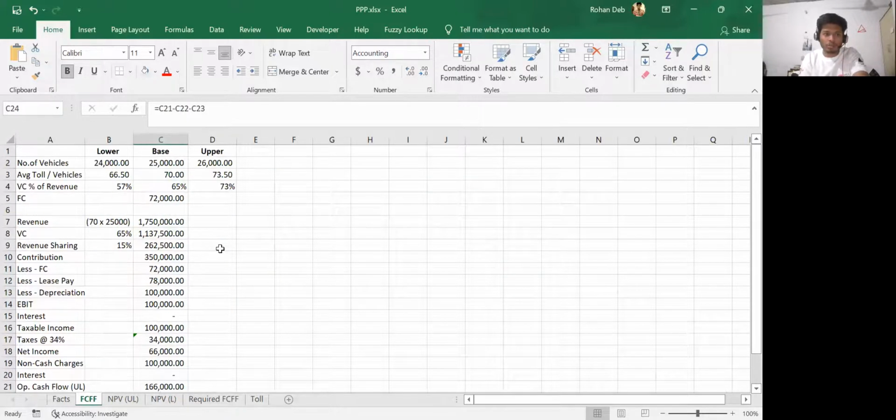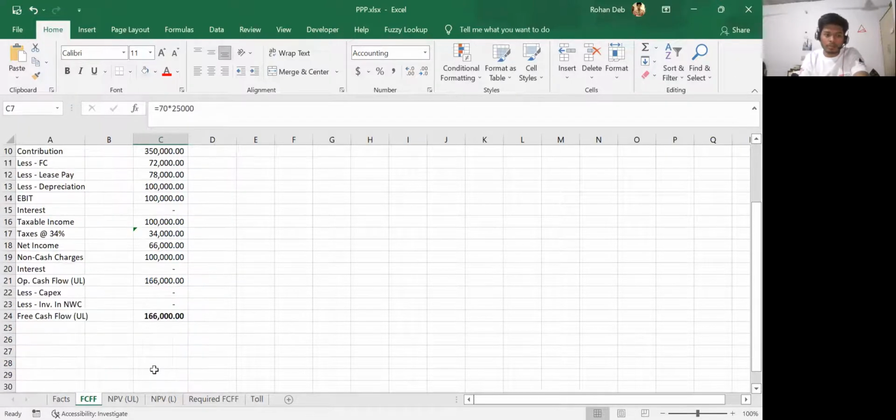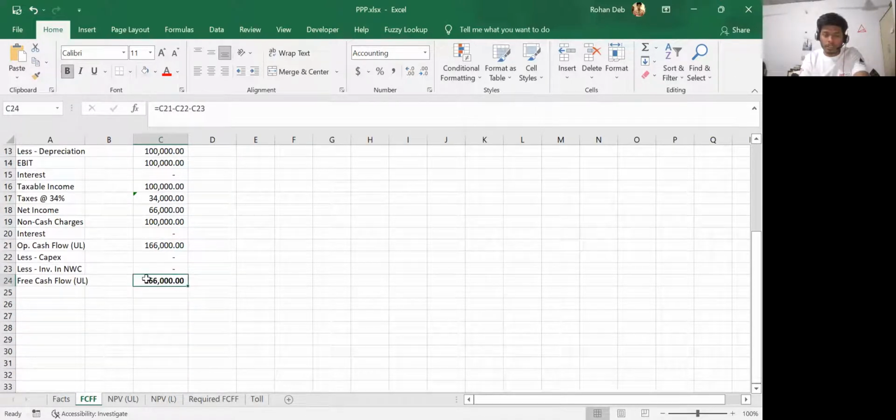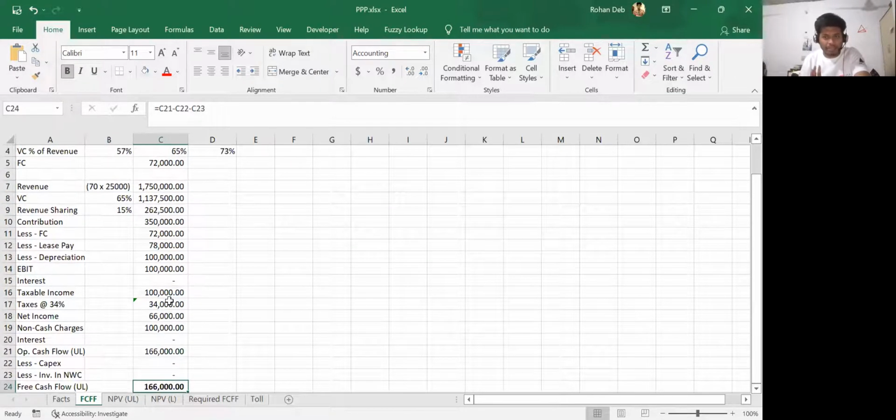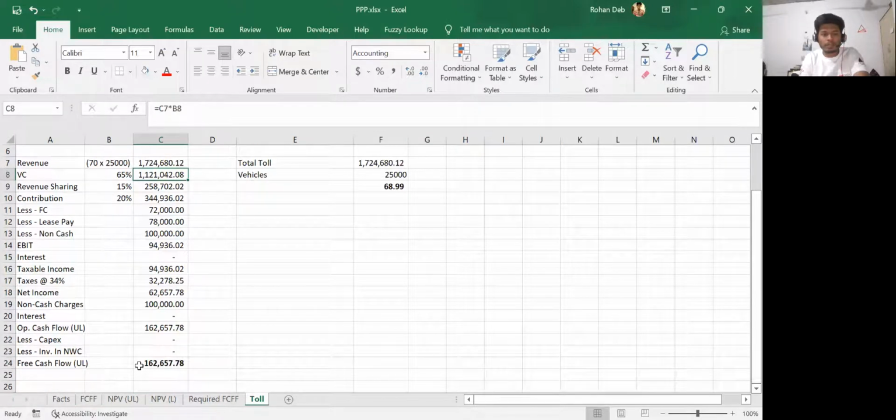Now the final part is, you remember this entire FCFF calculation, how we went from calculating the revenue to calculating the free cash flow. Now we'll do the opposite. We know what the free cash flow is, and now we'll track it back and find the amount of toll, minimum amount of toll that we can charge. Free cash flow 1,62,000.